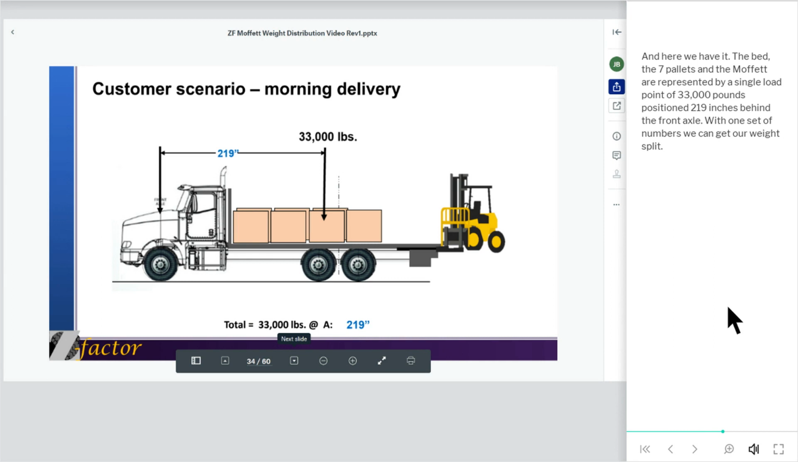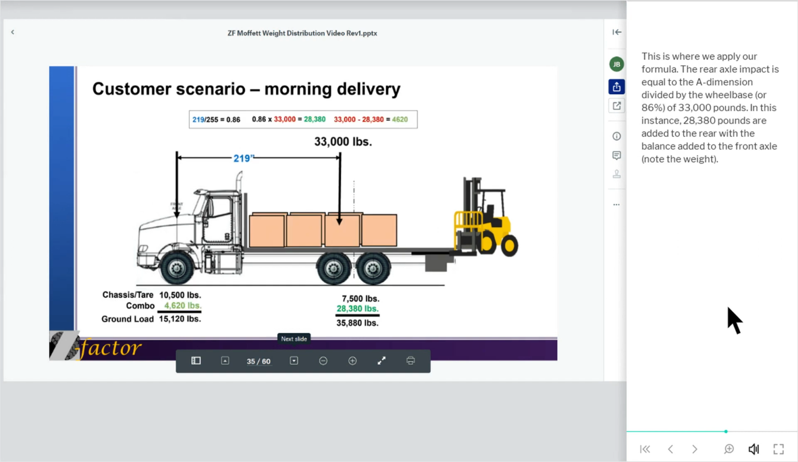With one set of numbers we can get our weight split. This is where we apply our formula. The rear axle impact is equal to the A dimension divided by the wheelbase, or 86%, of 33,000 pounds. In this instance, 28,380 pounds are added to the rear with the balance added to the front axle. Note the weight.